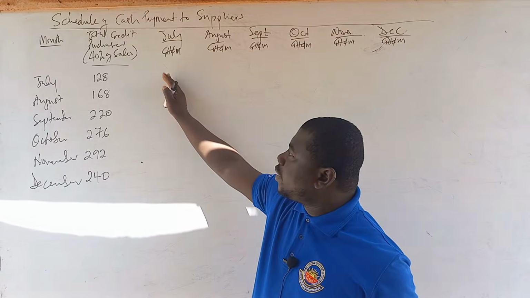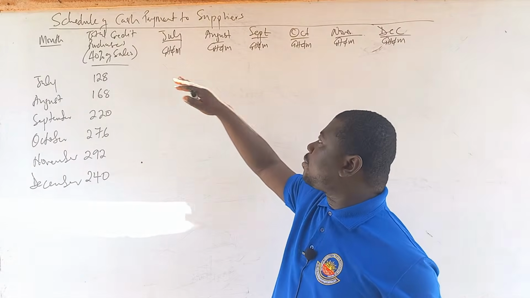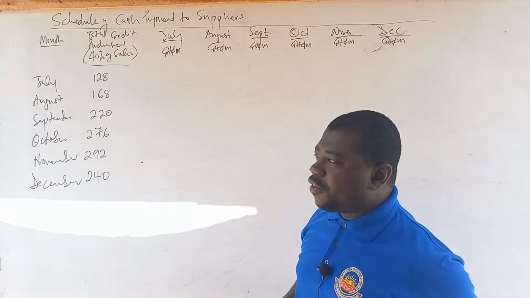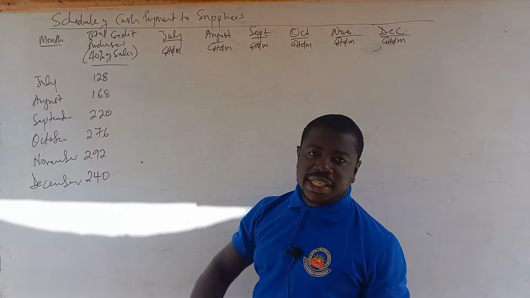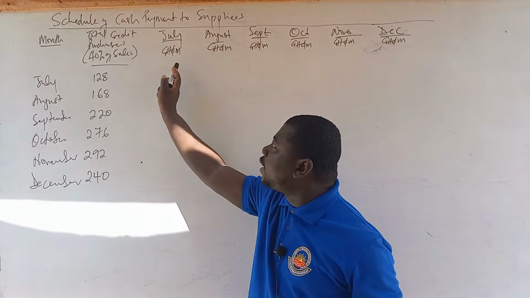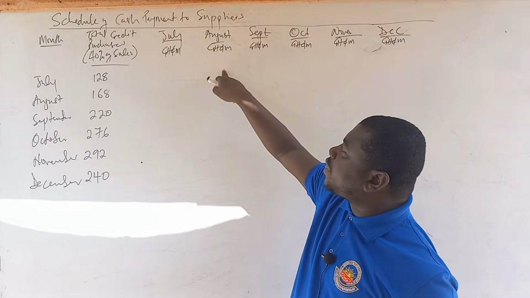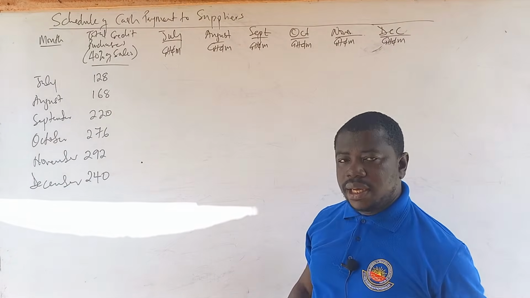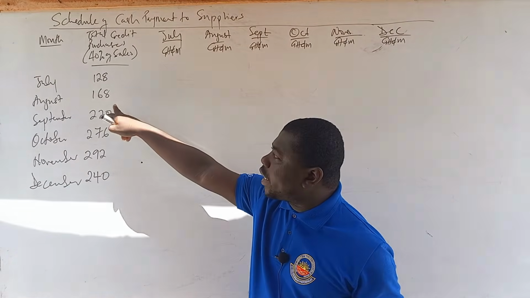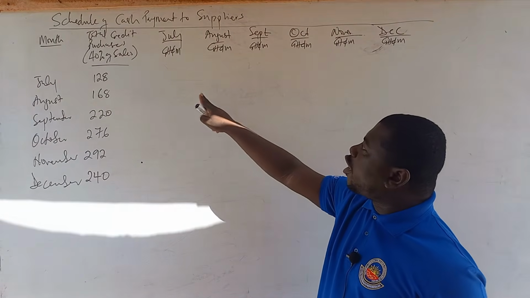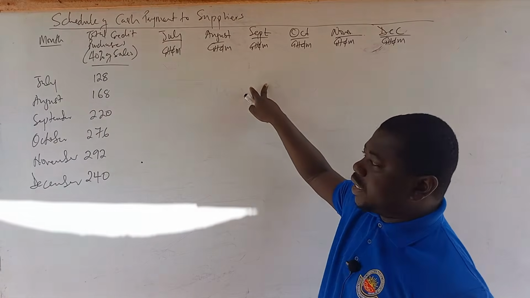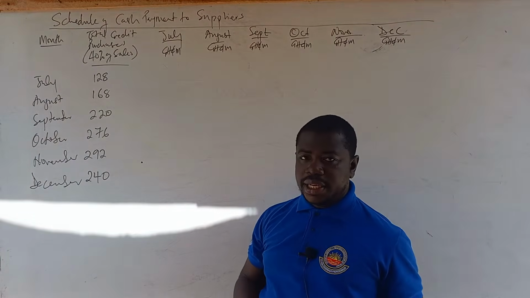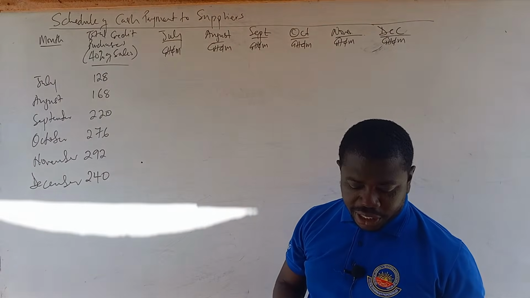So 65% in the first month and then 35% in the subsequent. So for July, we find 65% of 128, and then we find 35% of the same under August. As simple as that. When we come to August, 168, we put 65% of that under August, and then we pay 35% in September. It's going to shift in the same manner. So let us quickly look at that.